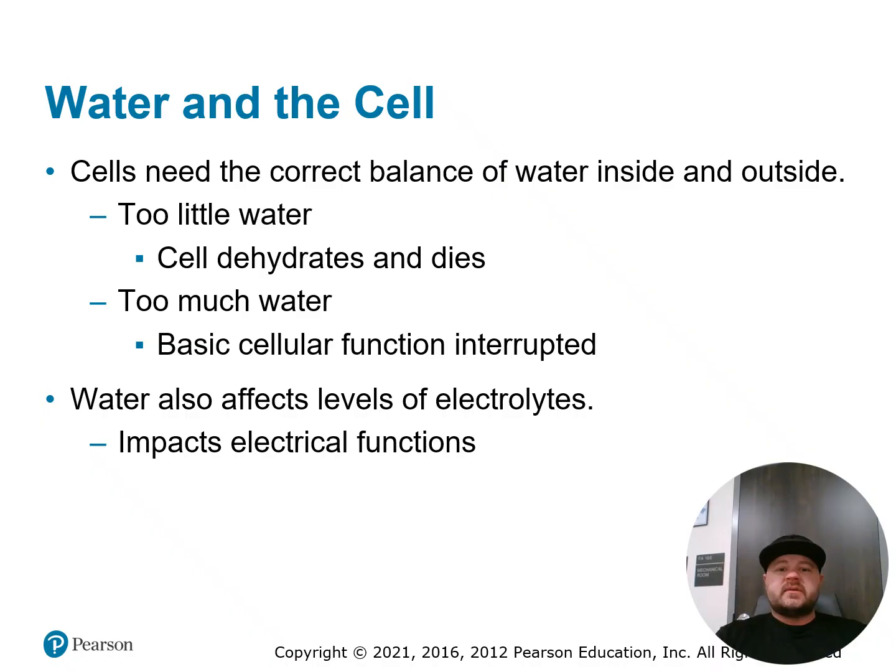All right, so cells need the correct balance of water inside and outside. If there's not enough water, the cell dehydrates and can die. With too much water, the basic cellular function is interrupted. The water also affects the levels of electrolytes, which can impact electrical functions in our body.